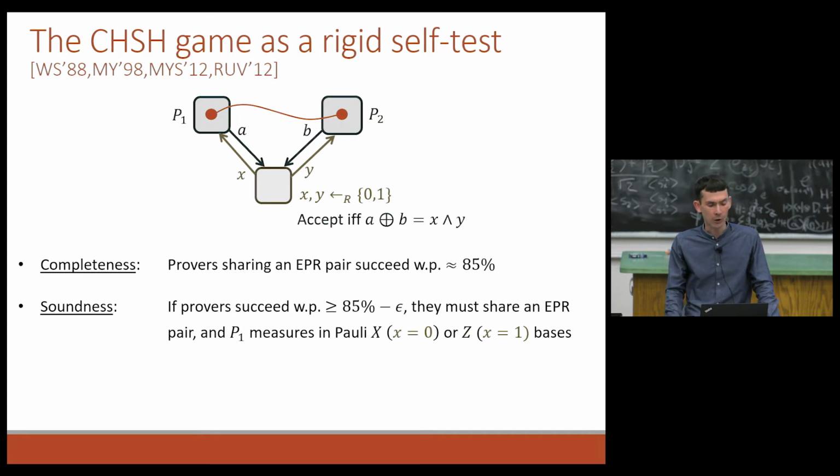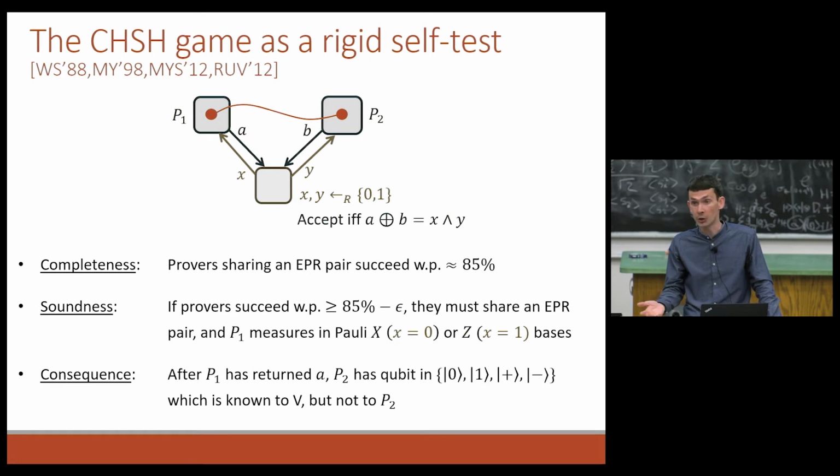So that's often referred to as rigidity. It's a very striking statement. This exists only in this kind of setting, and it only exists in quantum mechanics. I know exactly what this prover must have been doing. And so here's one consequence that's sometimes called steering.